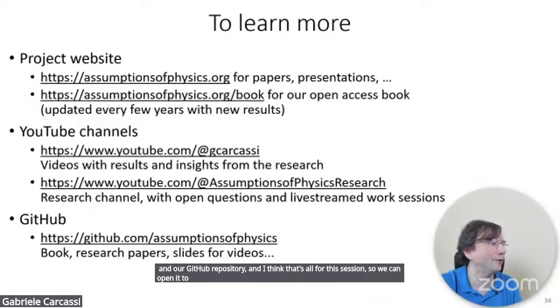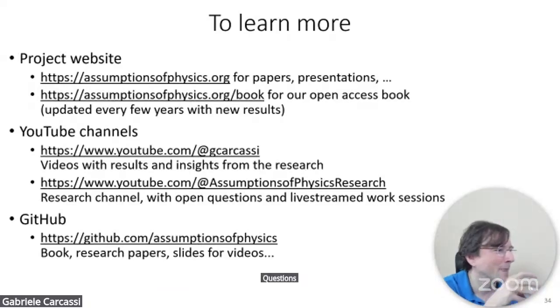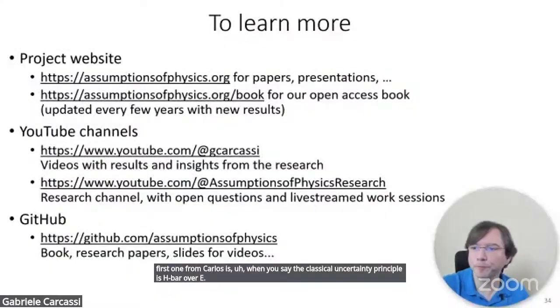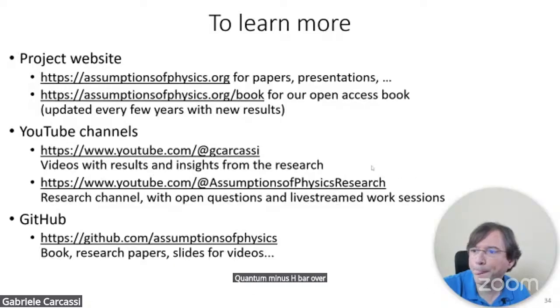Christine, tell me what questions are there. All right. Yeah, we already have a few questions in the Q&A. So the first one from Carlos is: when you say the classical uncertainty principle is h bar over e, the quantum one is h bar over 2, so the classical one is less than the quantum one. You're identifying the classical area H with the Planck constant. What is the reason for such an identification?